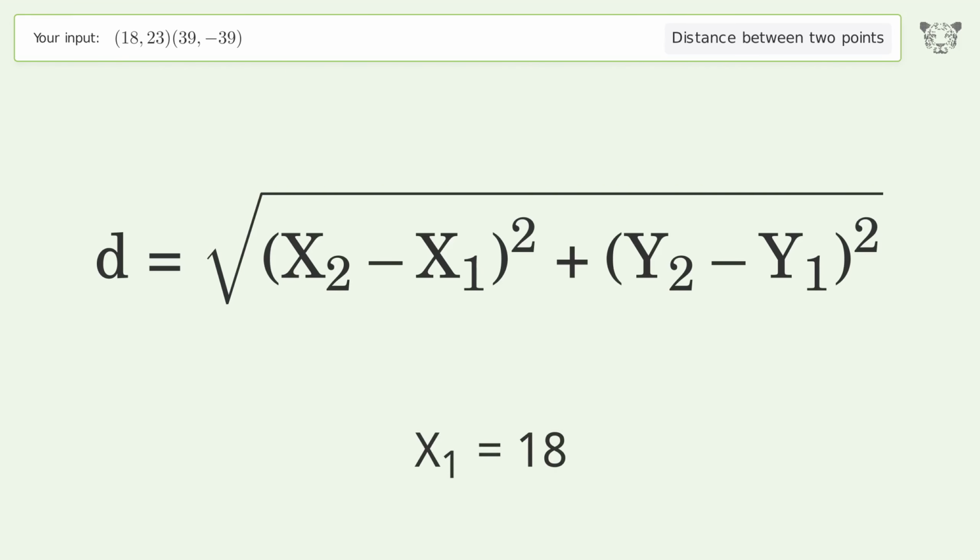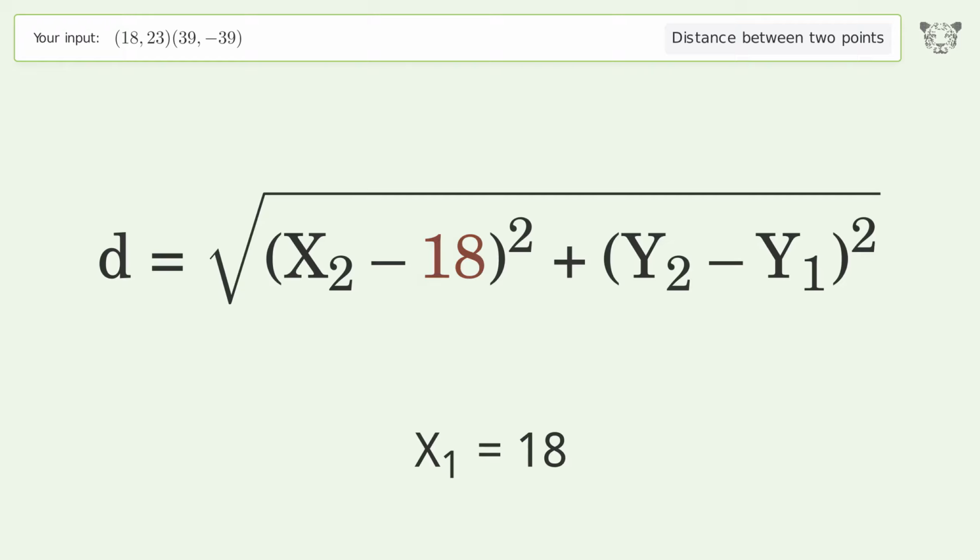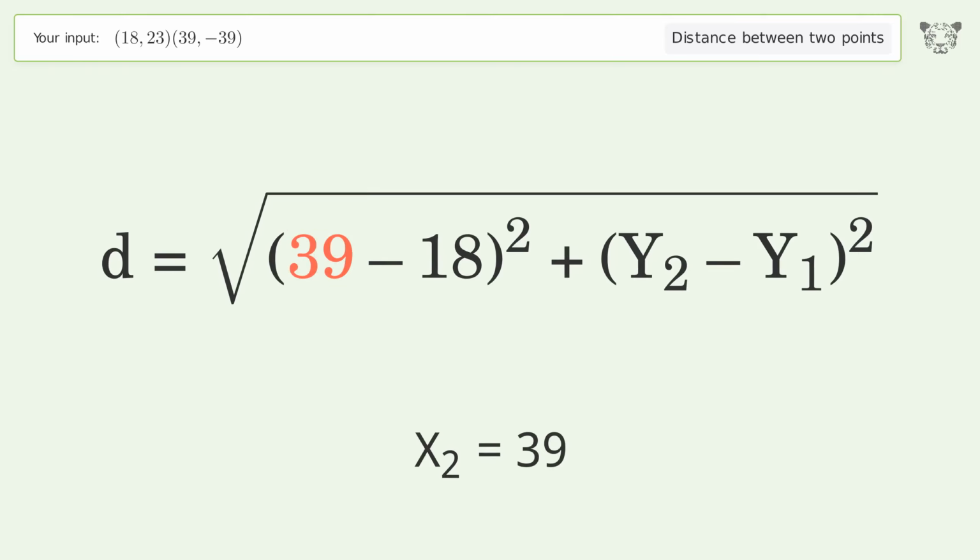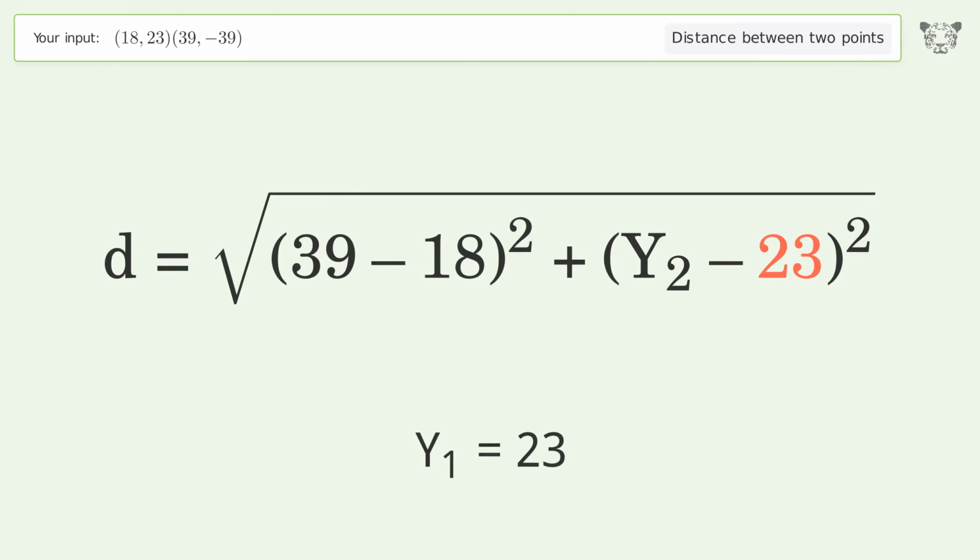x1 equals 18. x2 equals 39. y1 equals 23. y2 equals negative 39.